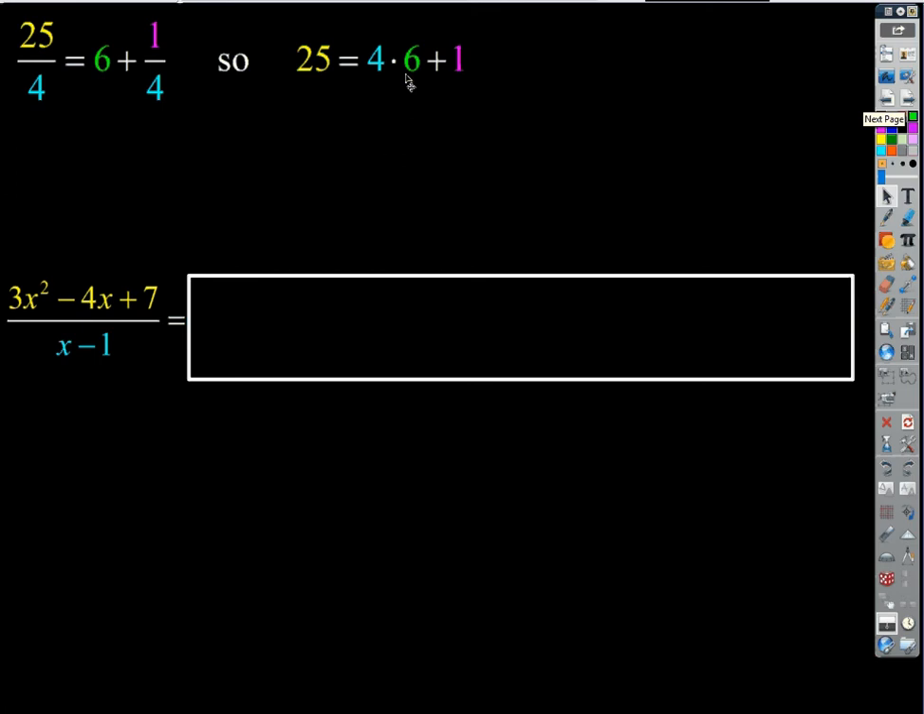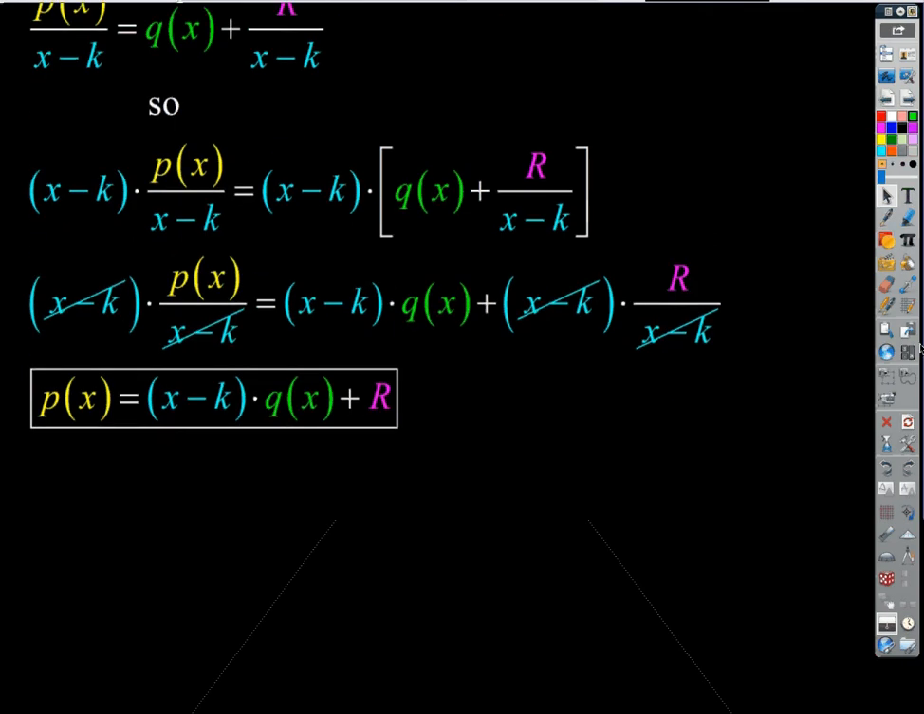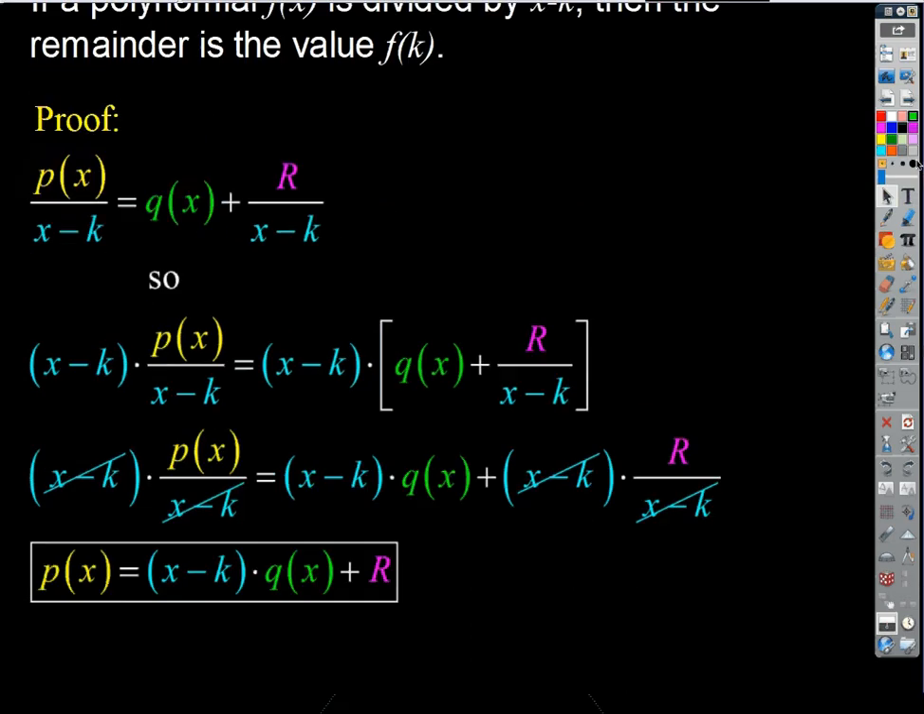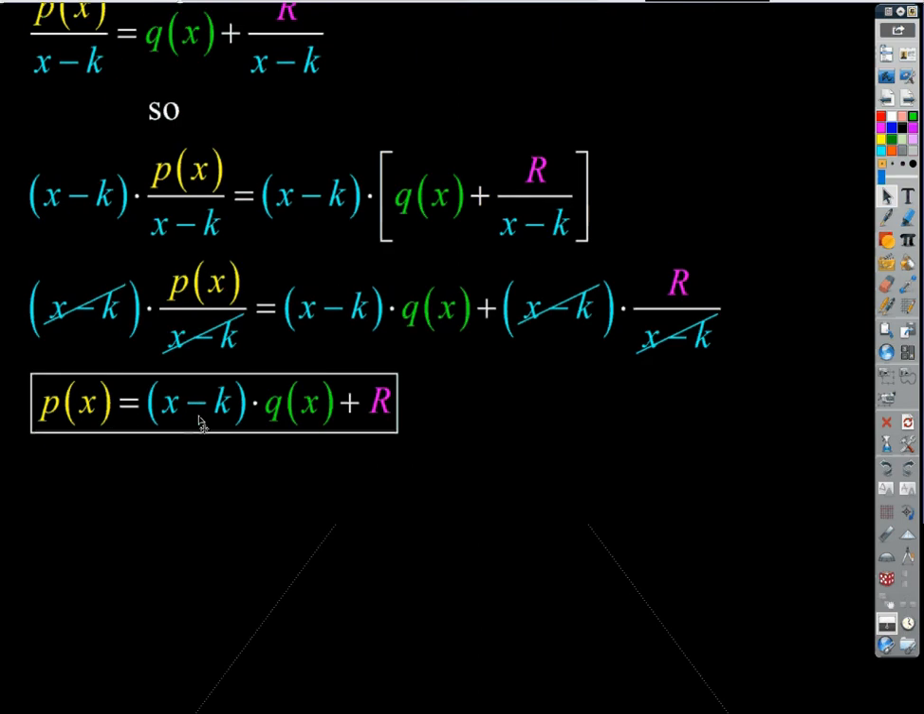4 times 6 doesn't get me all the way to 25. It gets me most of the way, but then I have to add an additional 1 because the 4 didn't go in evenly, right? So that's the same thing we just did over here with a polynomial. If x minus k doesn't go into p of x evenly, it's going to go in q of x times, but I have a little bit of a remainder, then that must mean that p of x equals x minus k times q of x plus that little bit extra that I needed, right?